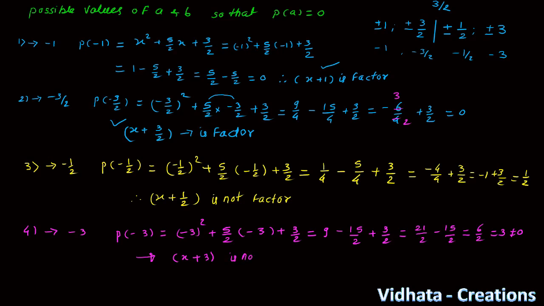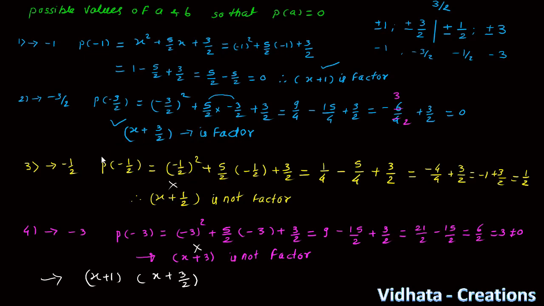It is not a factor. Then what are the factors? Here, from these, 2 are not factors and 2 are factors. So overall, here you got that this is not a factor, and here you got that this is not a factor, and the above 2 are factors. Therefore, overall the factors of the given polynomial are x plus 1 and x plus 3 by 2. Thus, using the value method or the factor theorem, you can check whether a given linear polynomial is a factor of a given lengthy polynomial or not.